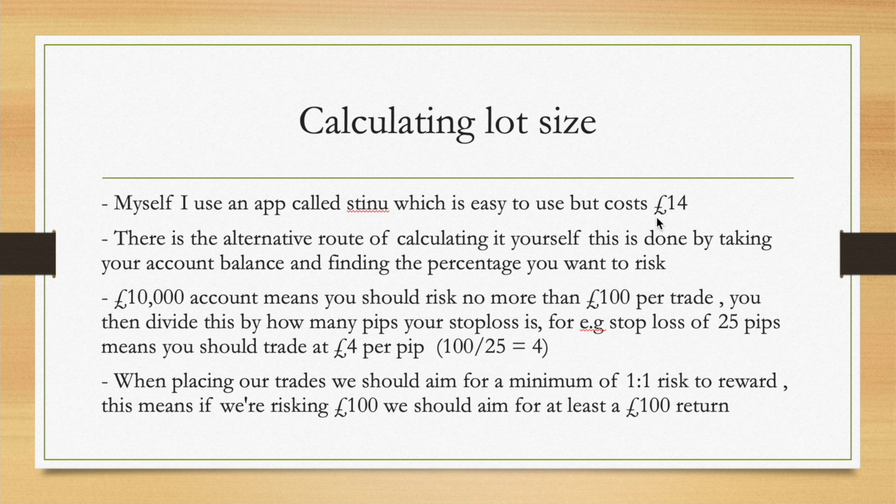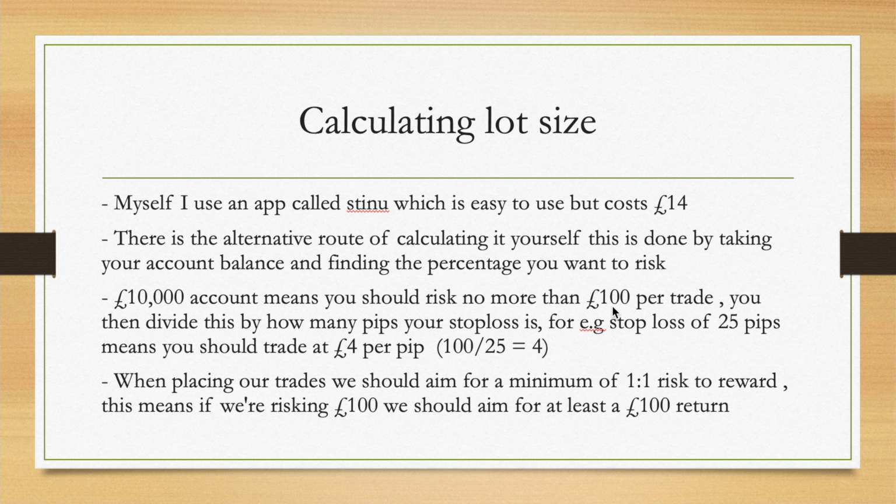So if you have £10,000 in your account, remember, you don't want to risk more than 1 to 2% per trade. So this means we'll be risking £100 per trade in this example. You then divide this by how many pips your stop loss is. Remember, you can calculate your pips yourself, or you can just use TradingView. When you place your long or short positions, it will show you the pips that you're risking.